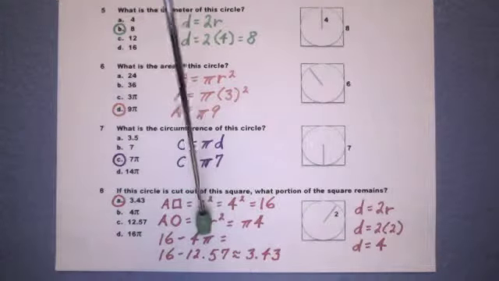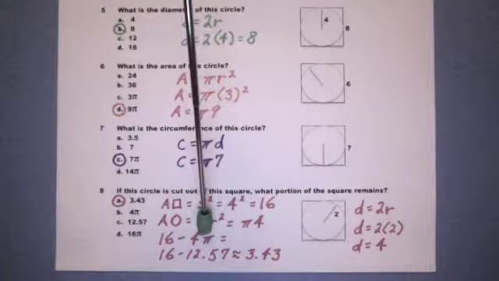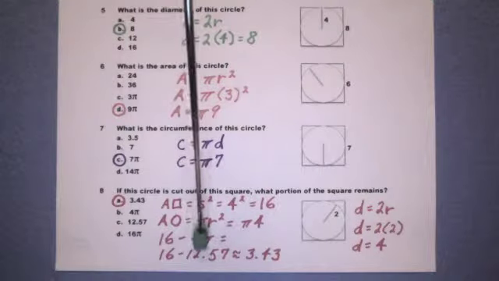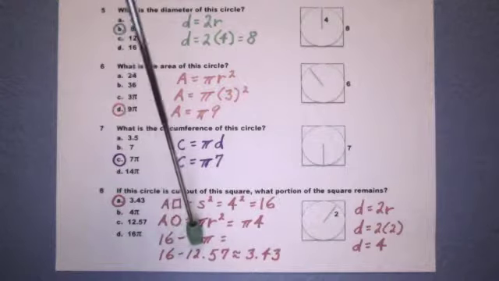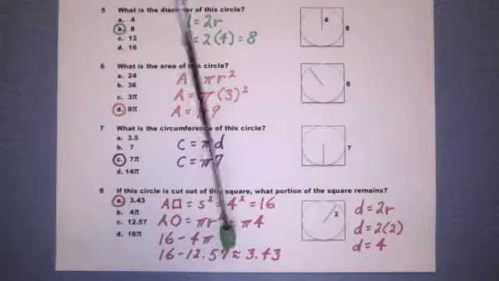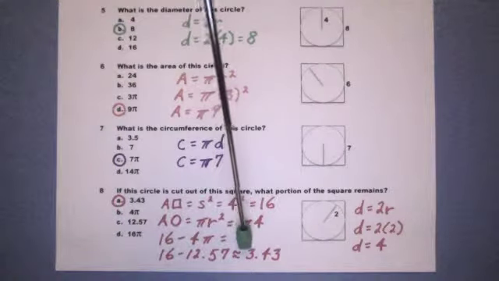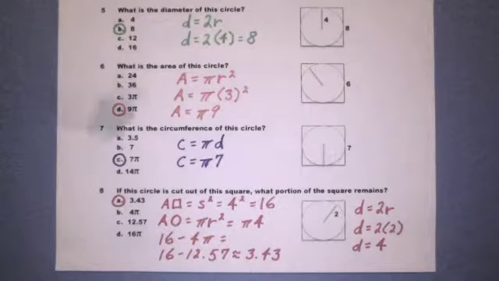Pi is a number, 3.14 approximately, rounded to 2 decimal places. 4 times 3.14 is 12.57. 16 minus 12.57 is approximately 3.43.